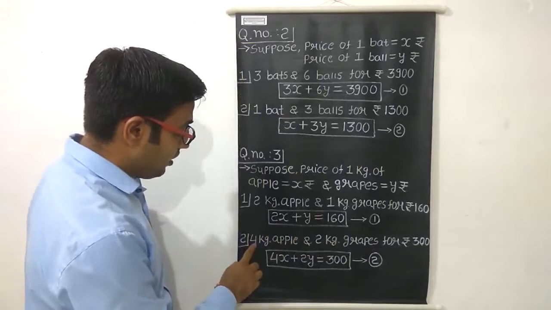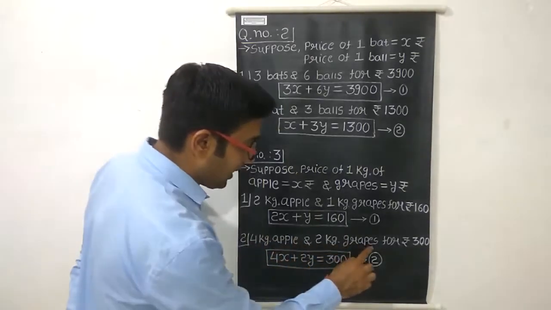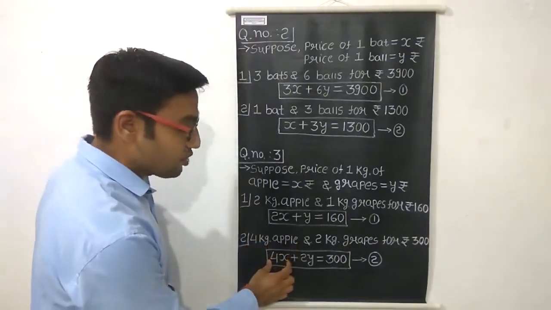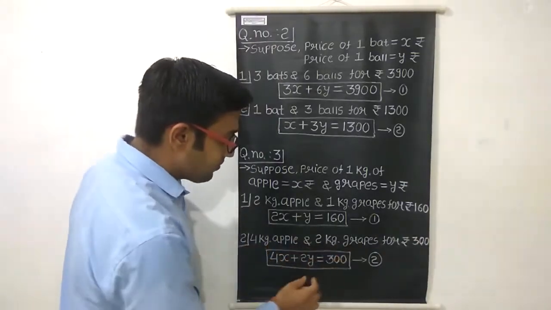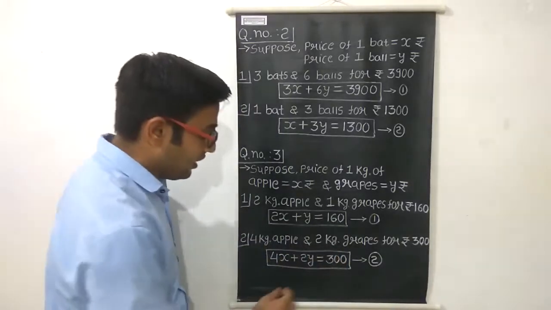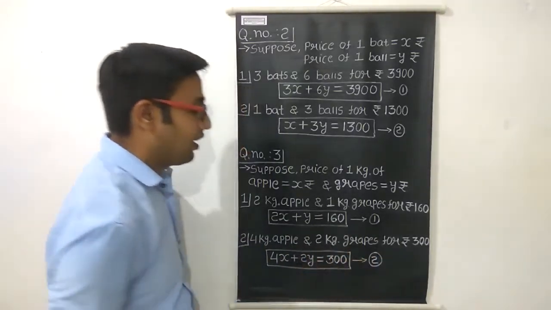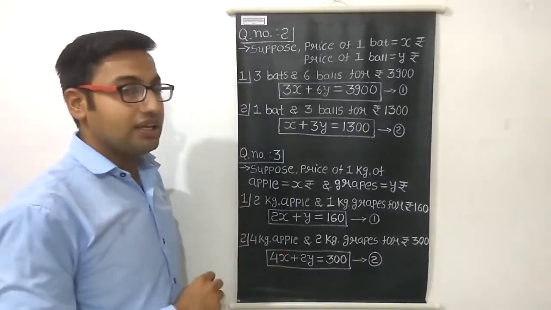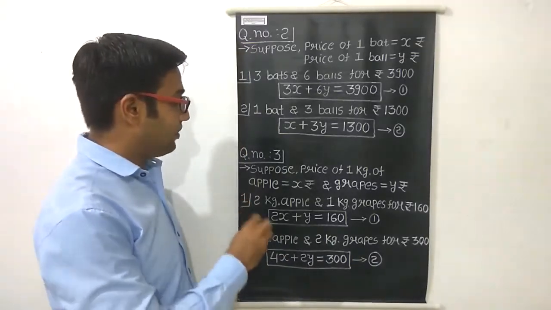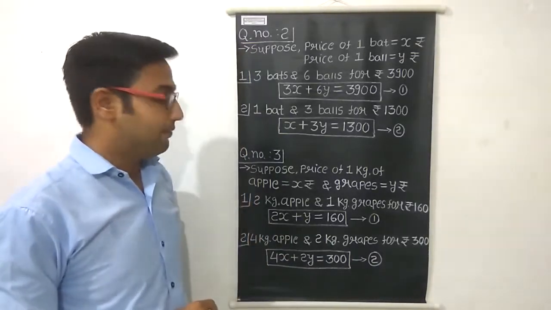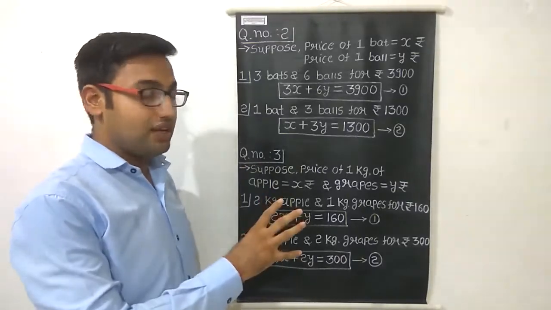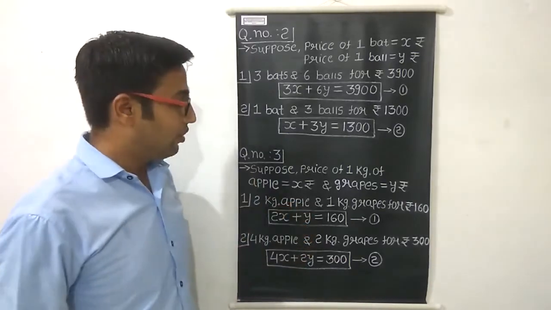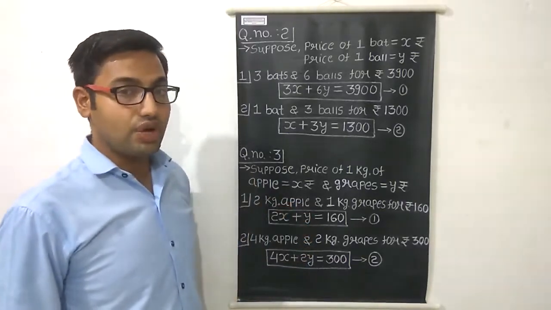And the second situation, 4 kg of apples and 2 kg of grapes for rupees 300. So 4 kg of apples means the total price is 4x, and 2 kg of grapes means the total price is 2y, and in total we have to pay 300. This is equation number 2. So these both are the algebraic representations of the given situations of question number 3. How to draw the graph, that you know very well. So the graphical representation you can do now. This is all about this exercise. Thank you.